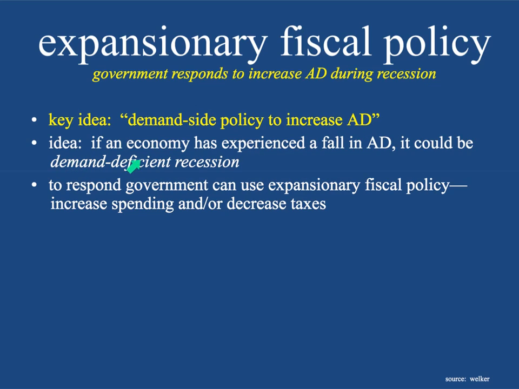So the idea is if an economy has experienced a fall in aggregate demand, it could be in a demand deficient recession. Think about that, demand deficient recession. Aggregate demand is deficient and therefore we're in recession. Okay. So to respond, a government can use expansionary fiscal policy, which is to increase spending and or decrease taxes on people, and that will result in more discretionary income if you decrease taxes for consumers, and people will spend their extra money in expanding aggregate demand, or increase government spending. Okay, there's the two sides of that hammer of fiscal policy.